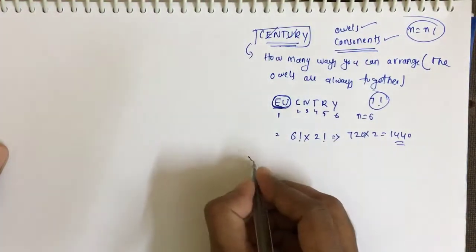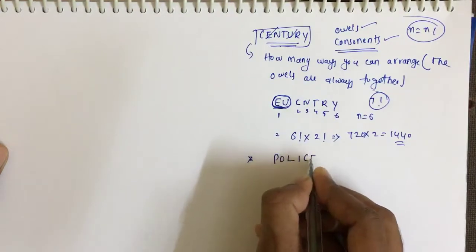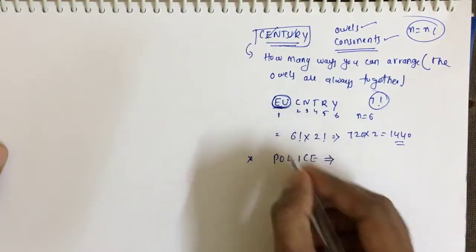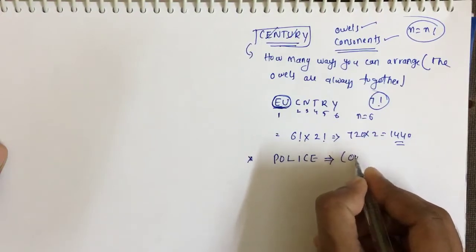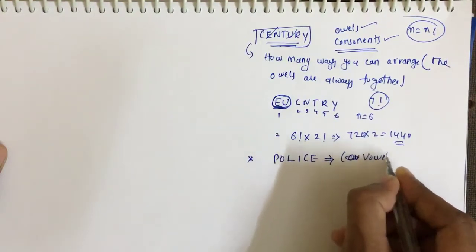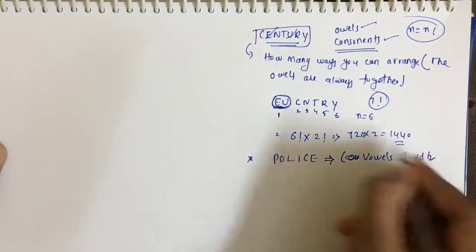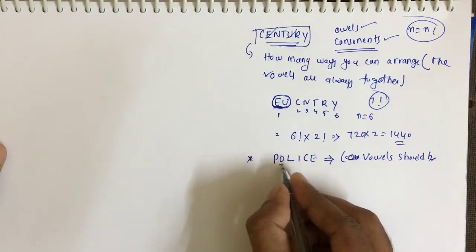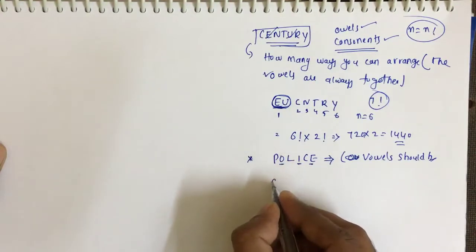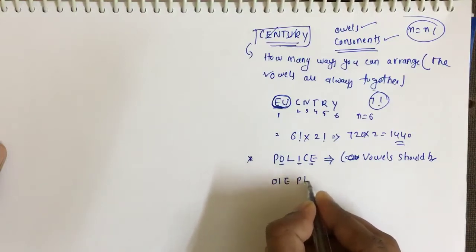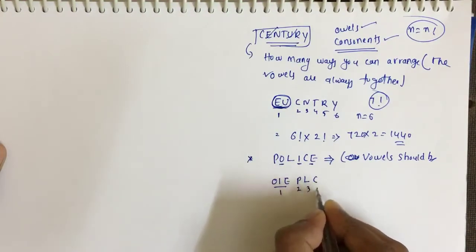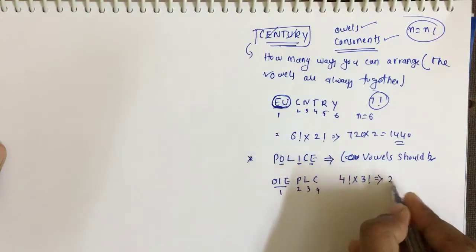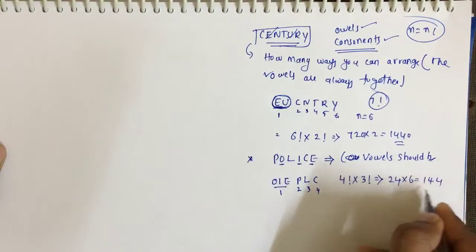Okay. Next, the word police. This word is given. In that, the same question: how many ways can we arrange the letters in police? The condition is that the vowels should be together. Now how many vowels are there here? 3 vowels are there, E, I, O. So the consonants will be P, L, C. This will be 1, 2, 3, 4. Now this will be 4 factorial into 3 factorial. 4 factorial means 24, 3 factorial means 6. This comes out to be 144.